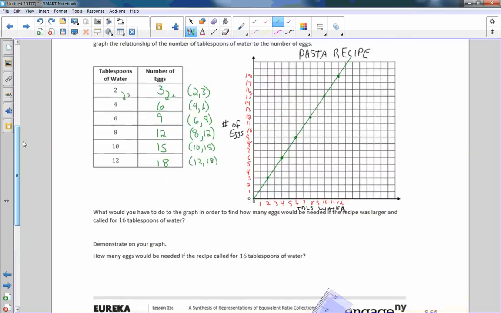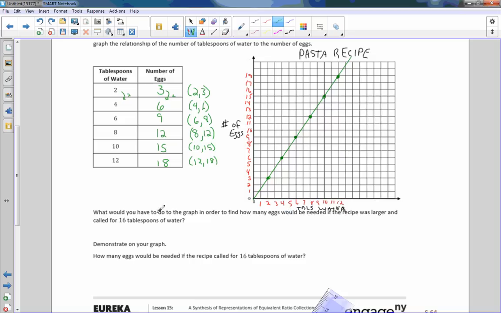Okay, so there's our graph. All our points are on that line. Let me make them a little bit larger so you can see them. Right here, right here. These are all the possible multiples of tablespoons that we could use with different amounts of eggs to get the same recipe, just larger quantities.